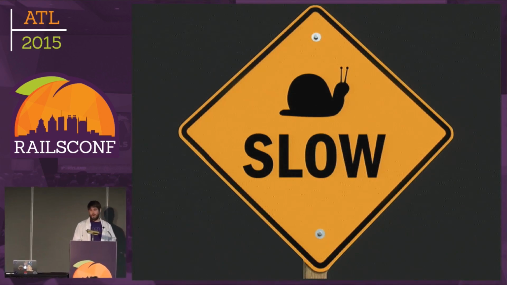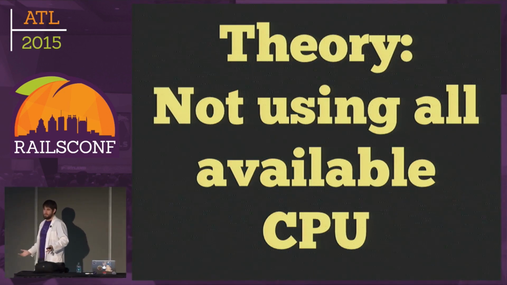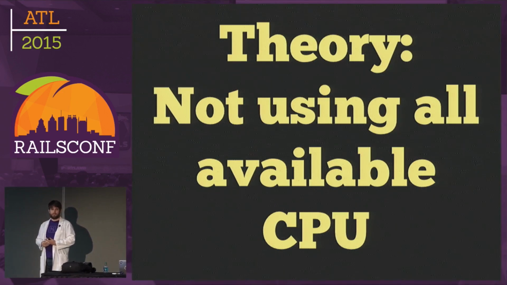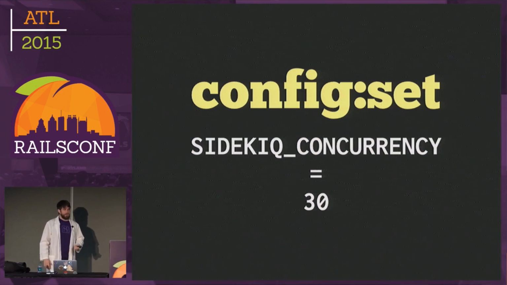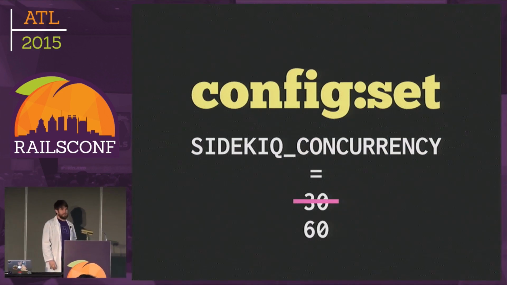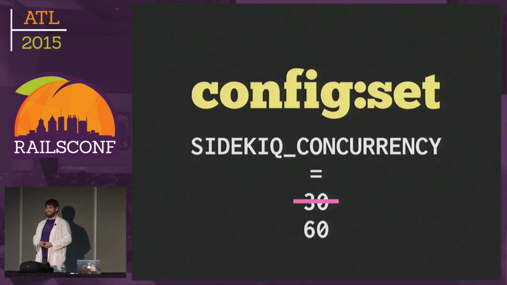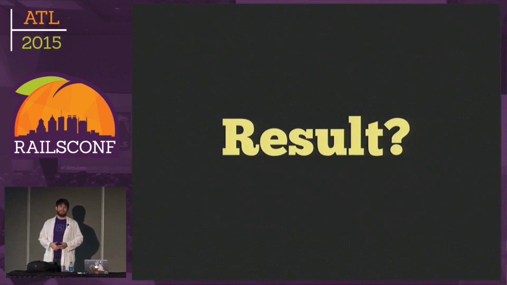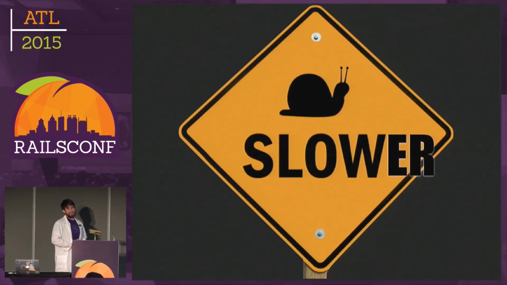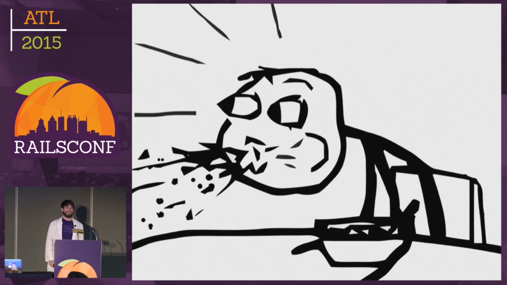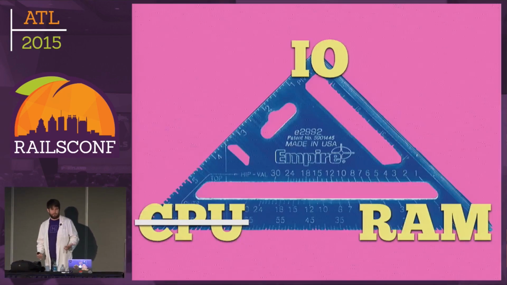And I was like, man, why is that? So my next theory was that we still had unused CPU. I was looking at some metrics, and we still had plenty of CPU. And I was like, okay, great. Let's change this from 30 up to 60. Does anybody know what happened? Yeah, it got slower. When this happened, I was like, come on, you've got to be kidding me. So it turns out that we weren't CPU bound, so we can strike that off.